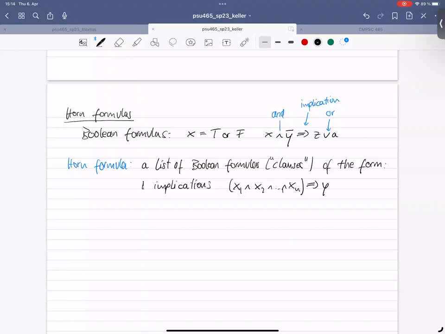We have all positive literals. This was much easier before lunch. So all positive literals that we connect through ands form the left-hand side of this implication, and we have a single positive literal on the right-hand side. That is shown above here. So these are implications. And the second type of clause we will have in Horn formulas are so-called negative clauses, which are simply negative occurrences of variables connected through ORs. These are called negative clauses.